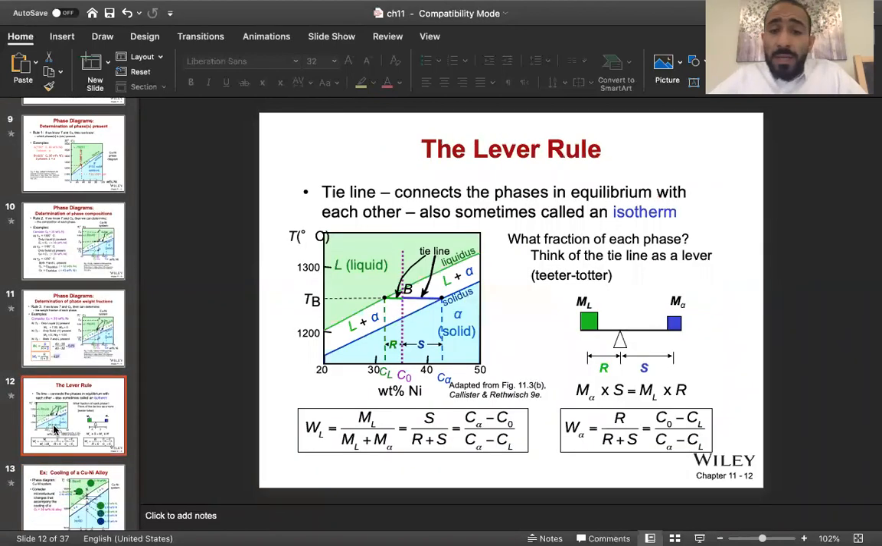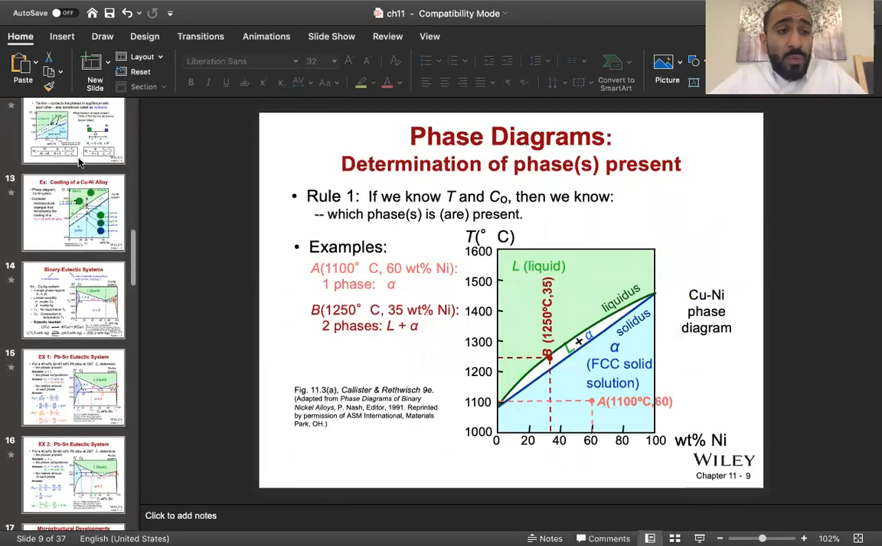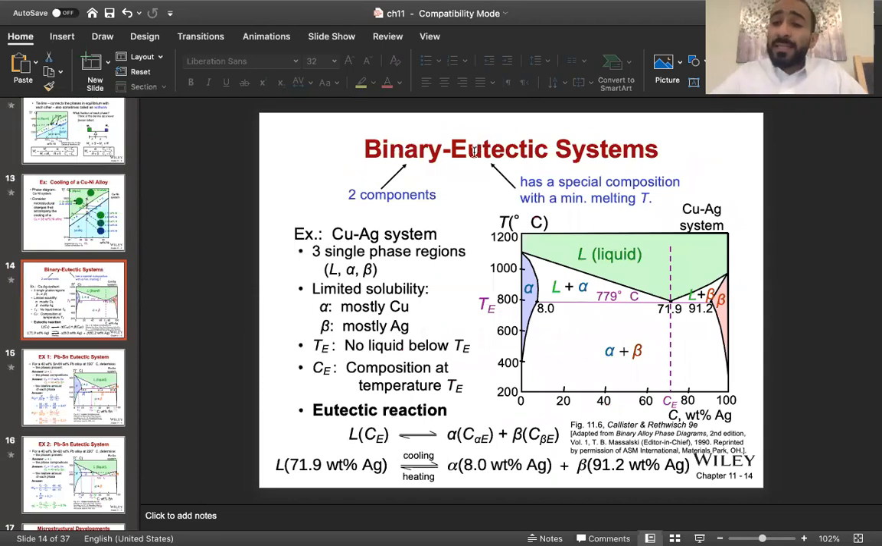I think this was a good introduction to chapter 11. And next class, we're going to talk about what's called the binary eutectic system. In this class, we talked about the isomorphous binary system, where you have two components that can completely dissolve in each other. In the next class, we're going to talk about what happens if you have two components that do not completely dissolve in each other. As you can see here, you have two solid phases, alpha plus beta, right? And you get a more complicated phase diagram compared with the previous one. And this, inshallah, we're going to talk about in the next lecture, inshallah.